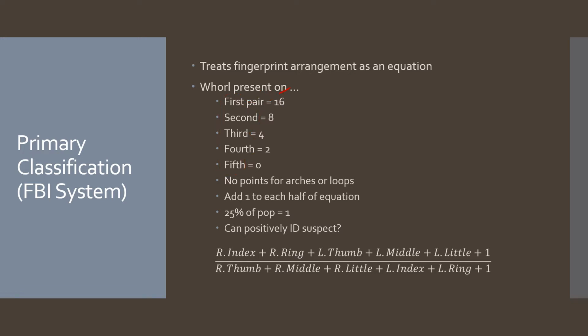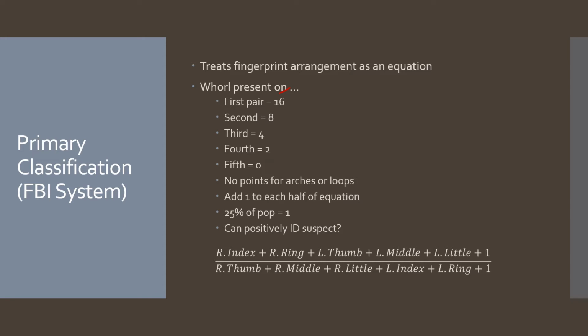If you have one on your pointer finger, it's 8 points. If you have one on your third finger, you give it 4 points. On your ring finger, it's 2, and on your pinky, it's 0. Again, you ignore any other features, so you get no points for arches or loops. You add 1 to each side, and you reduce the fraction as much as possible.